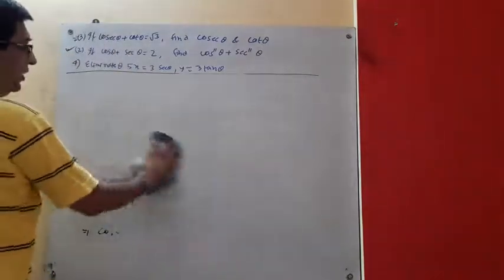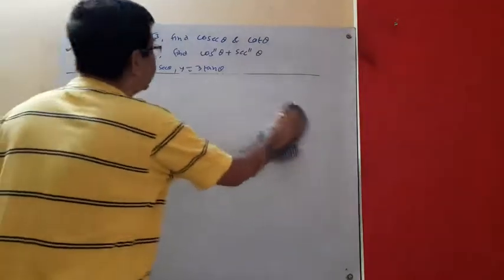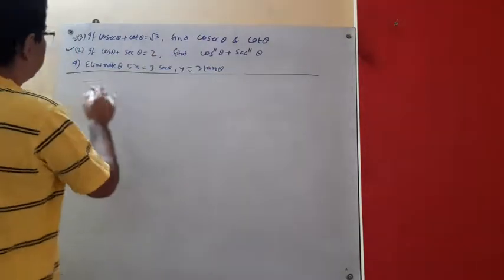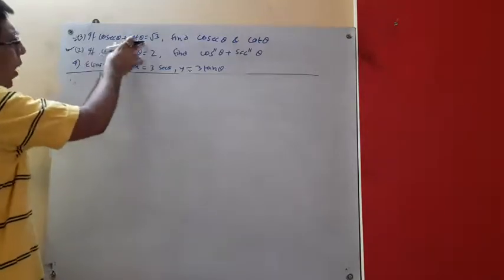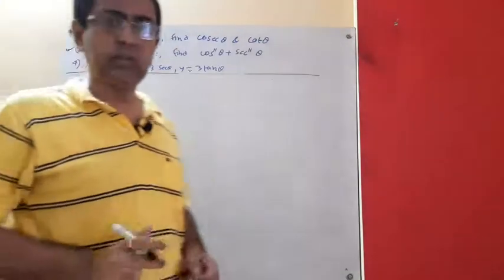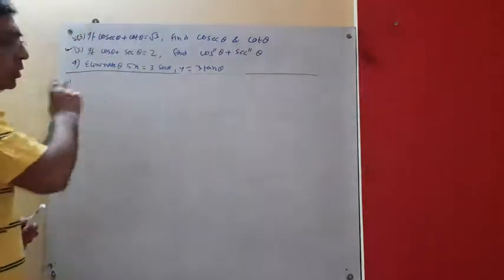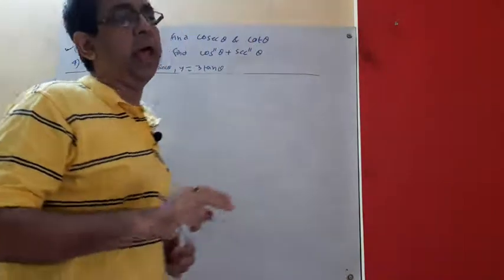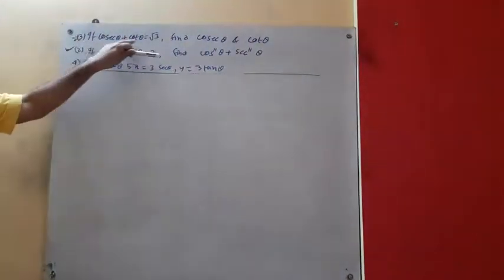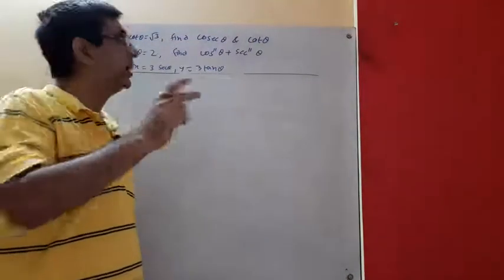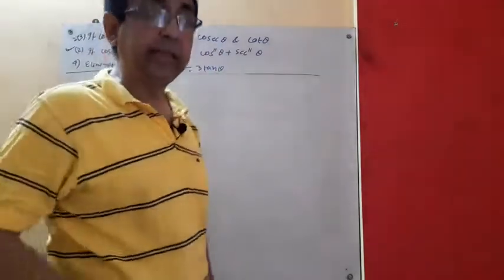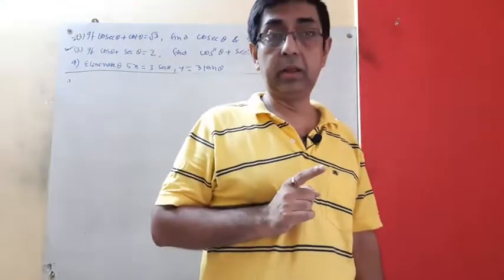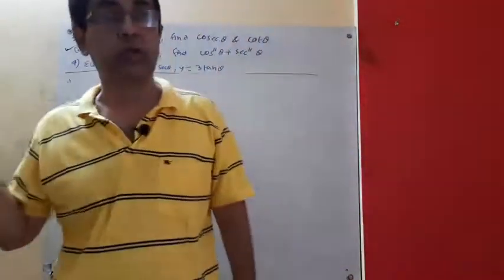Now question number 3. If cosec theta plus cot theta equal to root 3, find this one. Look, what we know: from one equation you have to find two parts. This is not possible. Because in the simultaneous equation we have seen that there are two variables and there are two equations. But here is only one equation. But here you have to find two things, cosec theta and cot theta. That means there should be another equation you have to prepare. Otherwise, you cannot solve this one, isn't it?